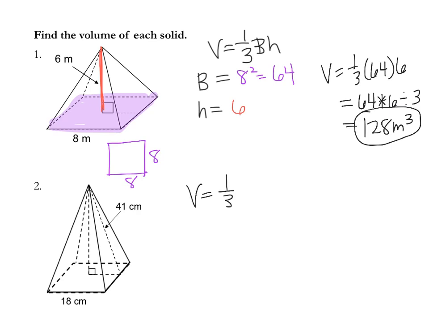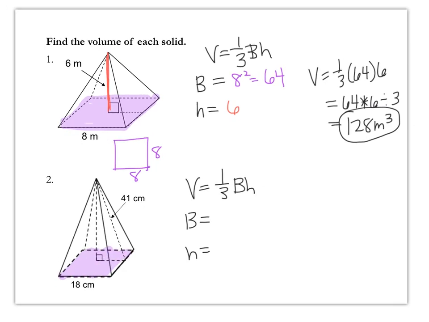Same formula, 1/3 big B times H, so I need to know big B, and I need to know H. The base is again a square, so I'm just going to draw that down here. That's 18 and 18, so it's going to be 18 times 18 or 18 squared. So big B right now is 324. But then H is this line running down the middle. That's how you know how tall it is. It has to be the one that goes through the middle of the pyramid.